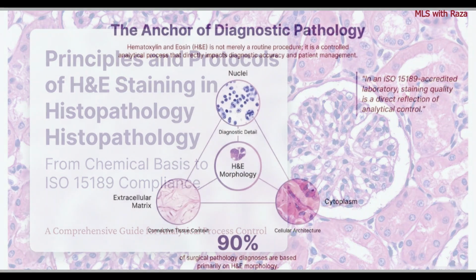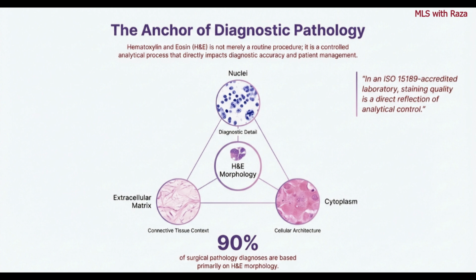Now, at the very heart of this is what we call H&E morphology. It's the information the stain actually gives us, and it breaks down into three absolutely critical parts. First, it shows us the nuclei, giving us all these details about the cell's genetic command center. Second, you've got the cytoplasm, which tells us all about the cell's structure and what it does. And third, it lights up the extracellular matrix, which provides the context of all that connective tissue. Put them all together, and these three elements create the complete picture a pathologist needs to make a diagnosis.